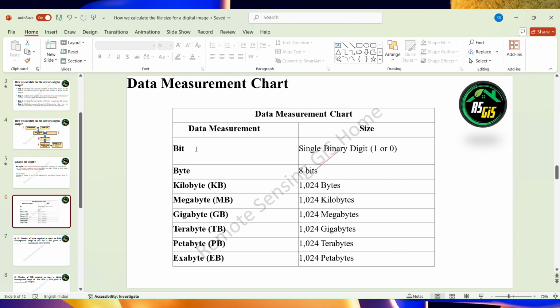You can also remember the sequence: bit, byte, kilobyte, megabyte, gigabyte, terabyte, petabyte and exabyte. If a question asks you to arrange the units from smallest to highest storage unit, this can help us. So let's take an example.